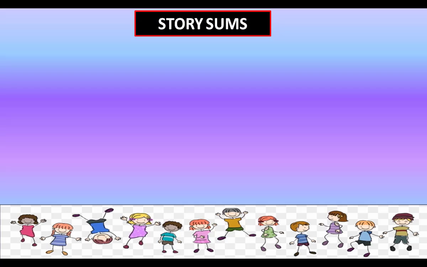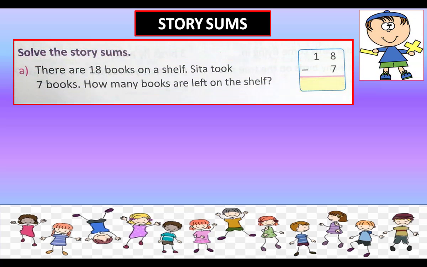Now we move on to the story sums. Solve the story sums. There are 18 books on a shelf. Sita took 7 books. How many books are left on the shelf? 18 minus 7 is equal to 11.